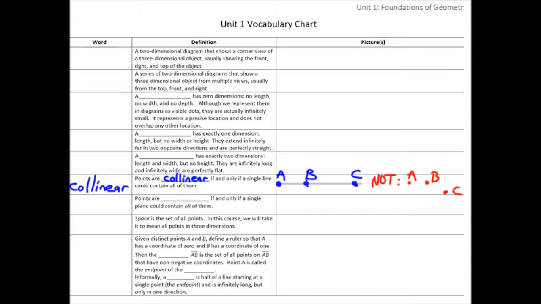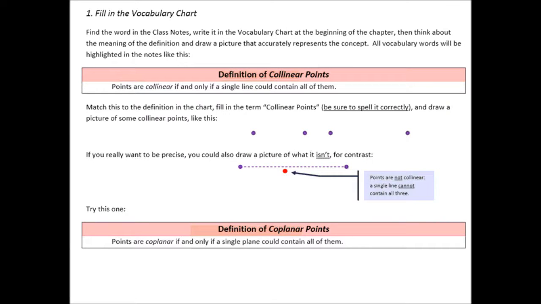Now we'll go back to the notes page, and you'll see another definition, coplanar points. Take a moment and do this one yourself. You can pause the video here.